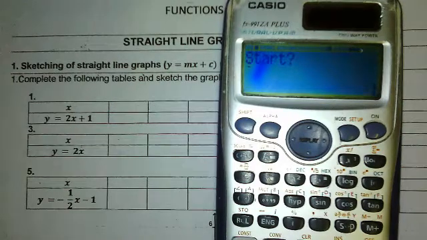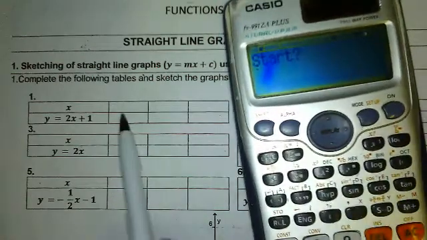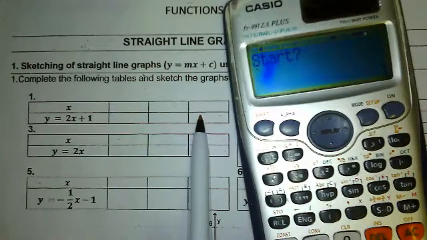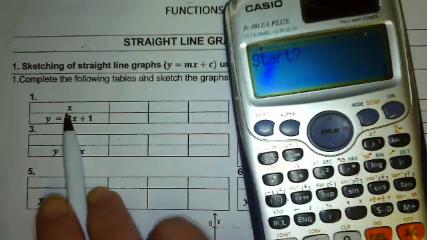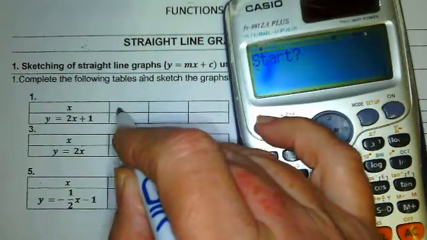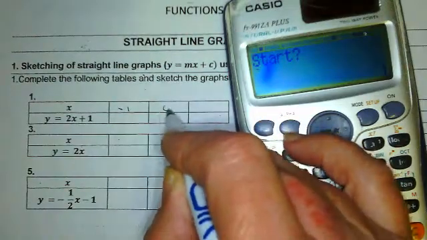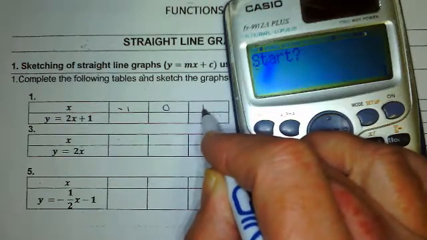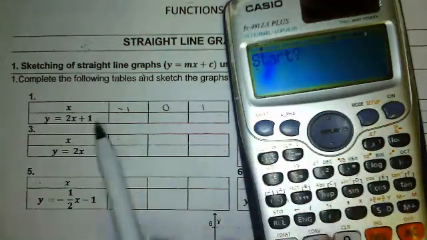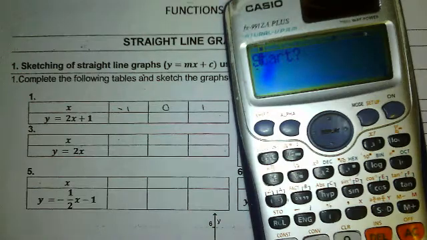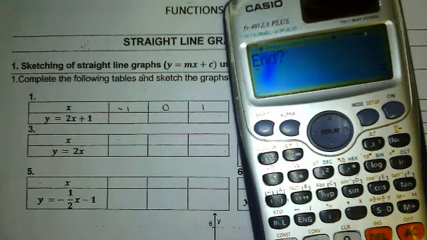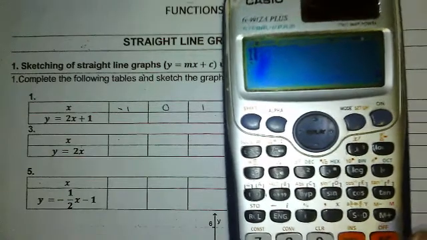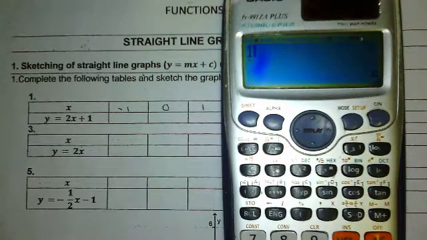So where will we start? Remember, you've got place in your tables for 3 values. The easiest values to choose, because your x is your independent variable, are -1, 0, and plus 1. So where will I start this table? I will say -1, and then I will press equal again. Where will I end? I end with the number 1, and then I say equal.